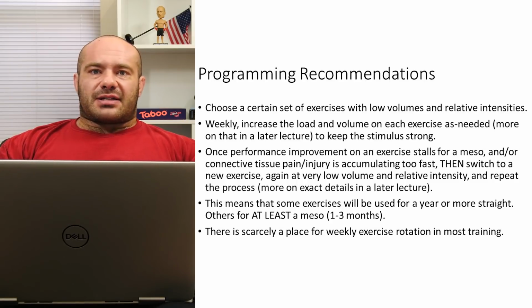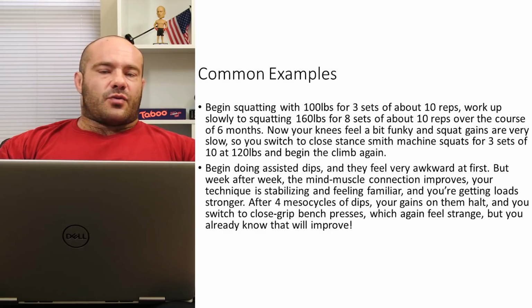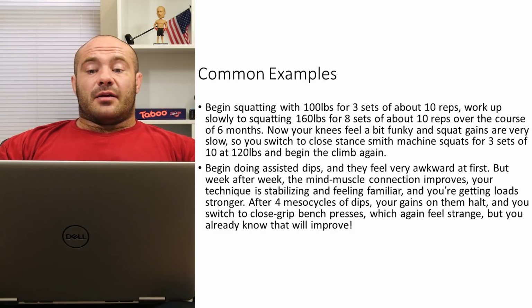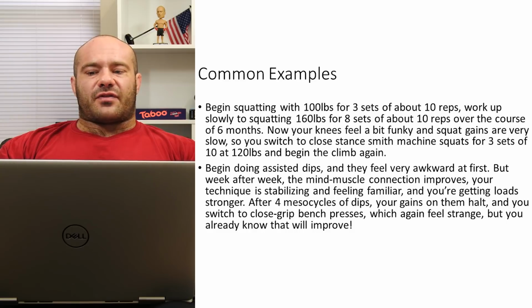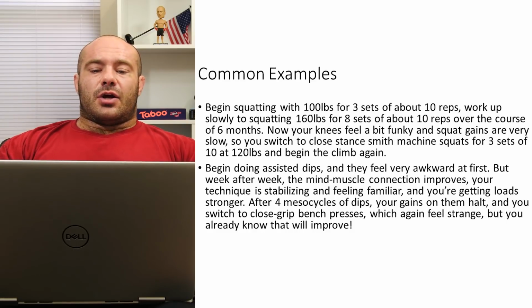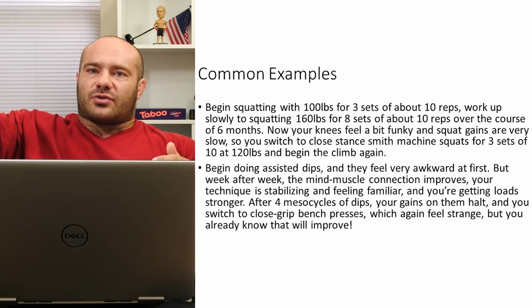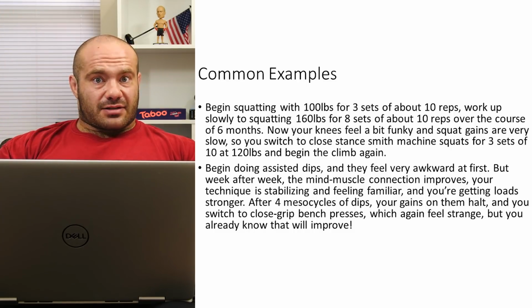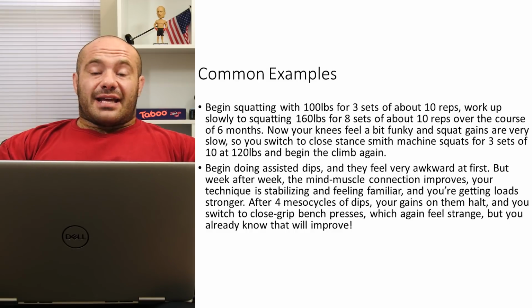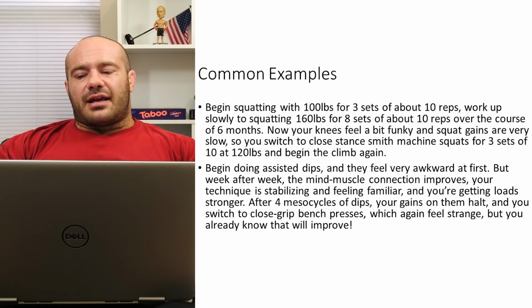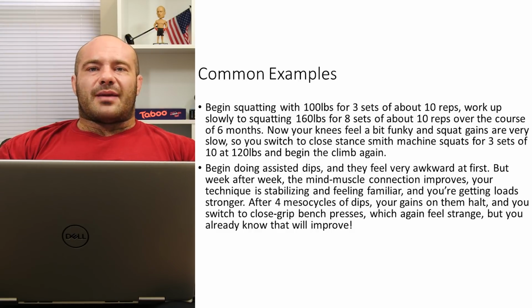So a couple common examples, and this will be on your screen for you to read. If you want to pause the video and read these more slowly, you can. Basically, take a relative beginner. Let's say they begin squatting roughly 100 pounds for 3 sets of about 10 reps, right? Slowly over the weeks, over the months, you work up to squatting 160 pounds for 8 sets of 10 reps, which is way more, but we got there with really, really gradual elevations, right? Still the same exercise, by the way. And that takes, let's say, 6 months, right? And now your knees feel a little bit funky and squat gains are really slow and maybe non-existent.